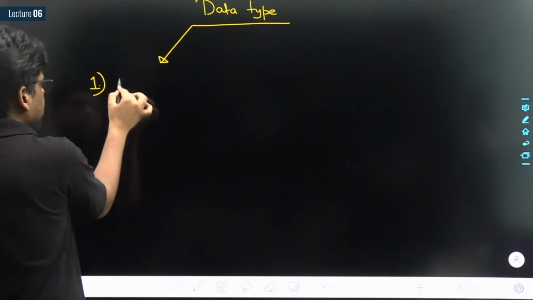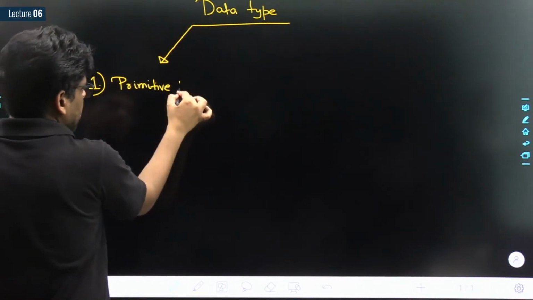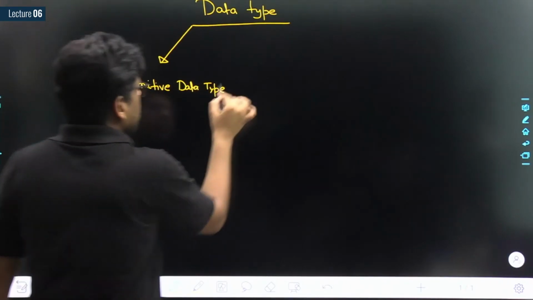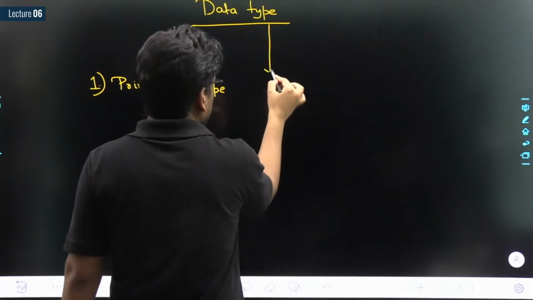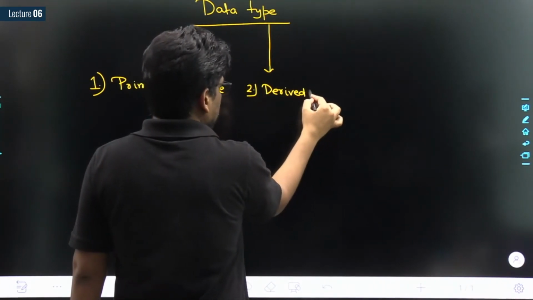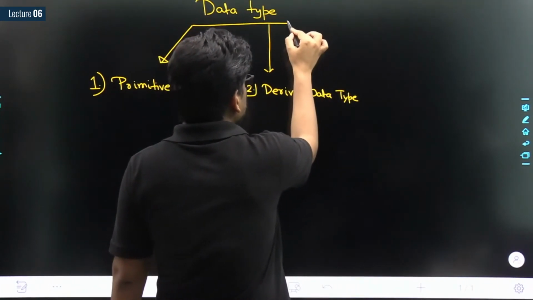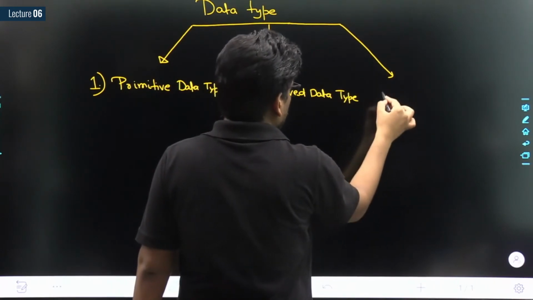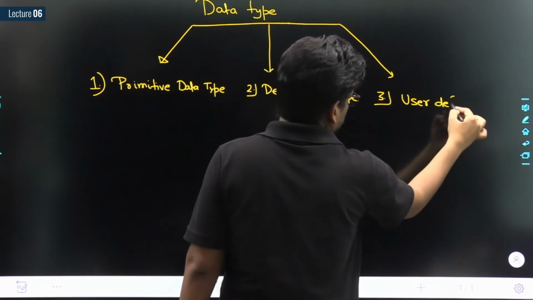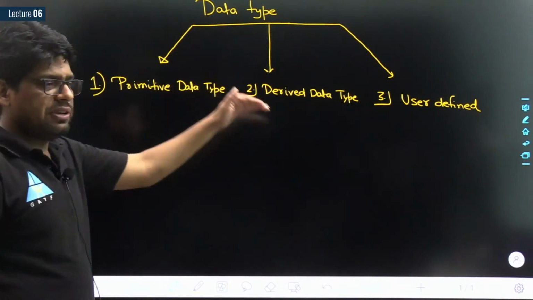First one is primitive data type. Then the second one is derived data type. We will discuss everything in detail. Don't worry, as of now, don't worry. Arey sir, what are you telling? And the third is user-defined data type. So broadly, three classifications are there.